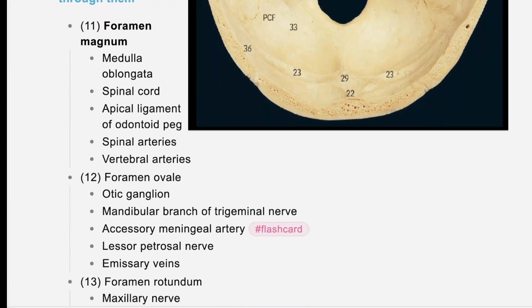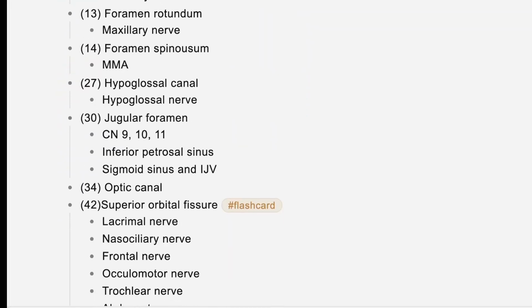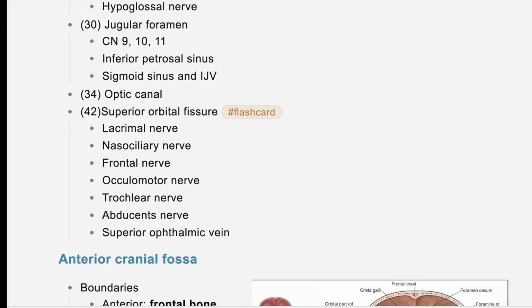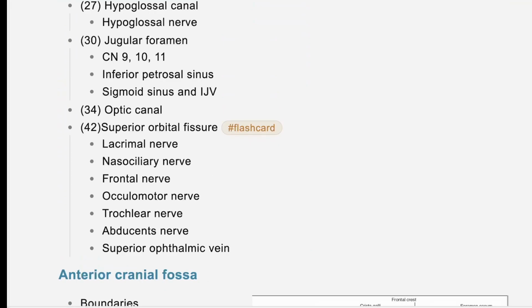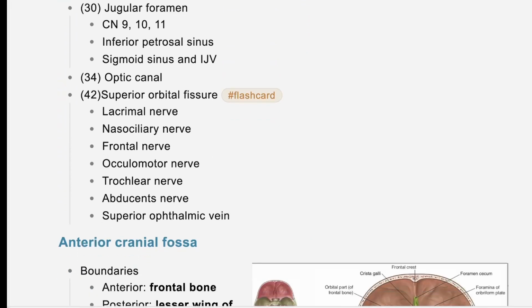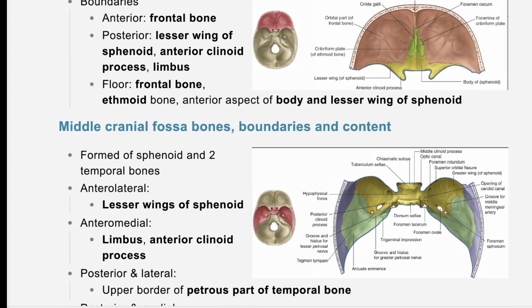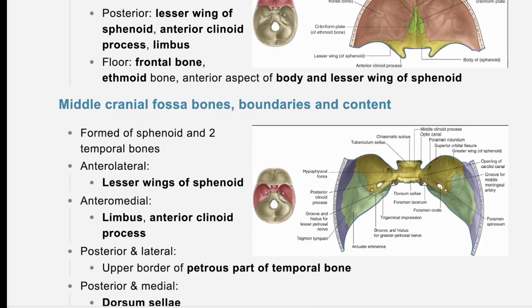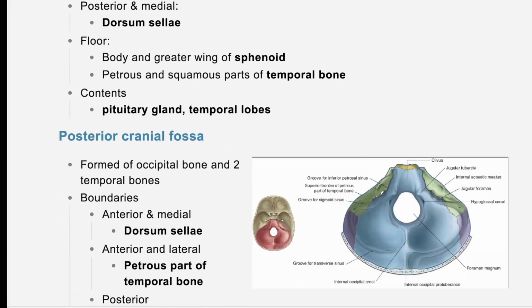Again, the contents, you can revise them or refer back to the previous videos as well. Anterior cranial fossa, I think I covered this many times, and then the boundaries and the content, and the middle cranial fossa, it's quite important and came multiple times, so maybe just to revise them as well. I'll skip this for now.